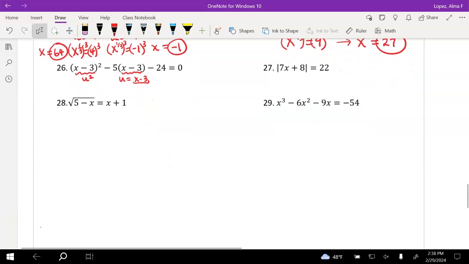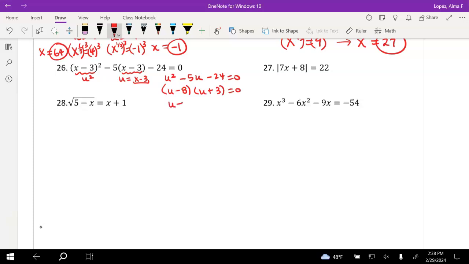I'm sorry about that, it's in the wrong spot. I'm going to rewrite that right here. It is u squared minus 5u minus 24 equals 0. That factors very nicely because, again, it is a type 1 trinomial.